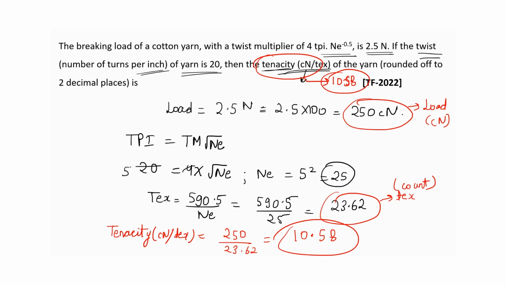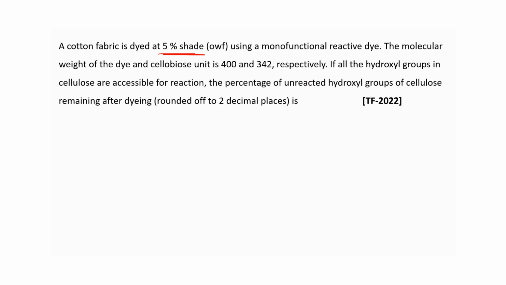Now coming to the next question. Cotton fabric is dyed at 5% shade on the weight of the fabric using a monofunctional reactive dye. Monofunctional reactive dye means only one functional group of the reactive dye reacts with the fiber. The molecular weight of the dye and the cellulose unit is 400 and 342 respectively. If all the hydroxyl groups in the cellulose are accessible for reaction, the percentage of unreacted hydroxyl groups of cellulose remaining after dyeing, rounded off to 2 decimal places, is?